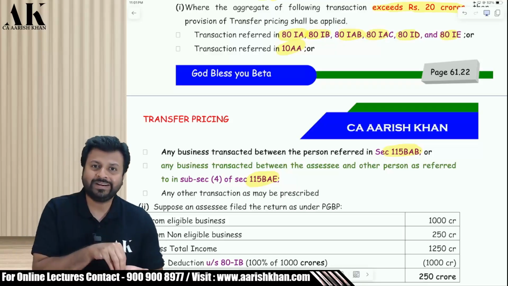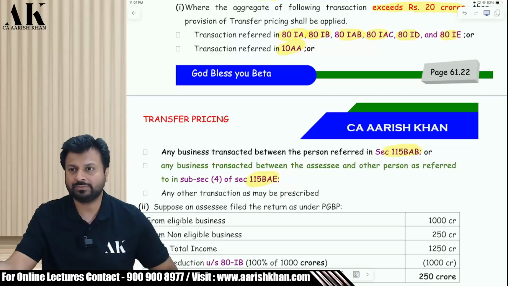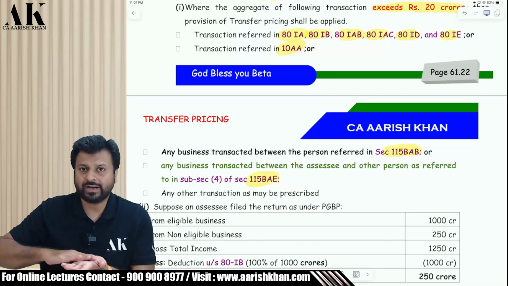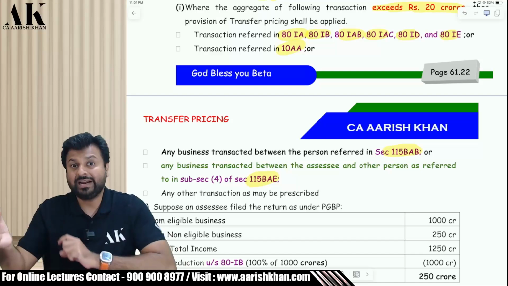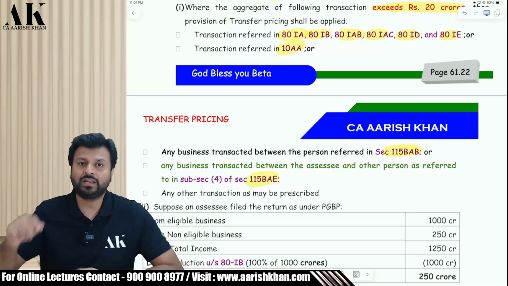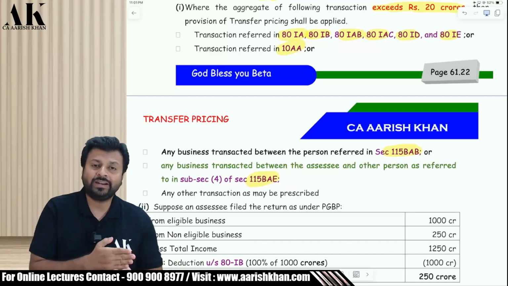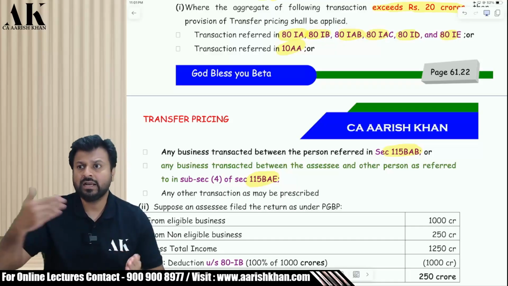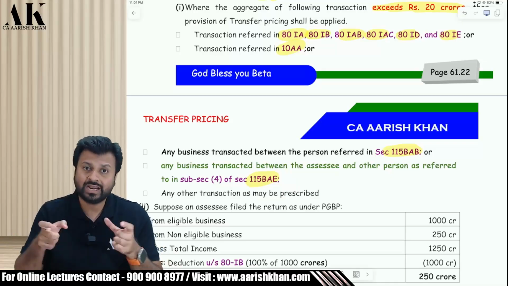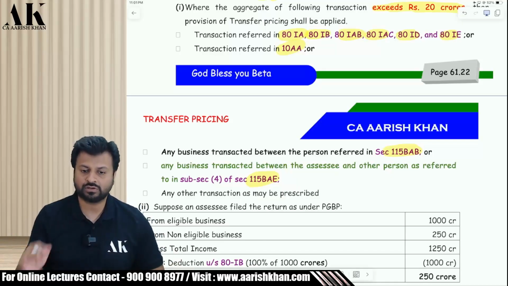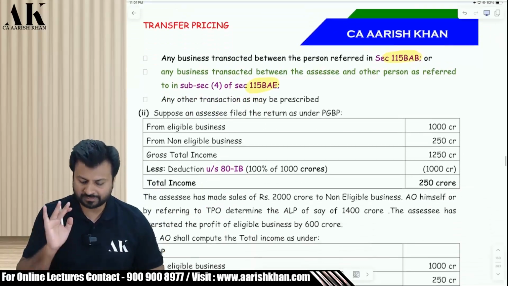Okay, so one entity is eligible for this, one entity is not eligible for this. So they try to manipulate, they try to sell at lower price, sell at higher price, buy at higher price, buy at lower price, and try to manipulate the price along with their ineligible unit. So one unit is eligible for deduction, one unit is eligible for concessional tax rate, another unit is not eligible for concessional tax rate, and both of them do transactions and try to manipulate profits under the income tax law. So the government says that for you all transfer pricing will be applicable.